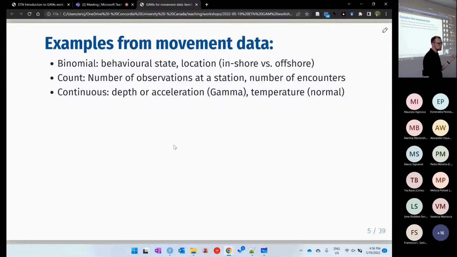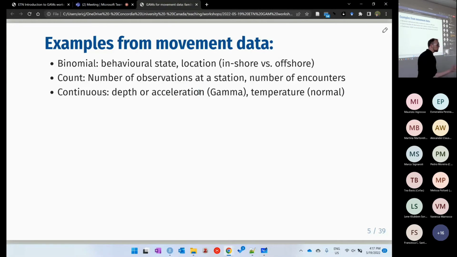Or, as you mentioned, count, so number of observations at a station, or if you are using, say, mobile sensors, you could look at, say, number of encounters. This one's used all the time by people working with, say, cetacean data, where you're looking at number of whales encountered per length of transect. And then, of course, continuous.